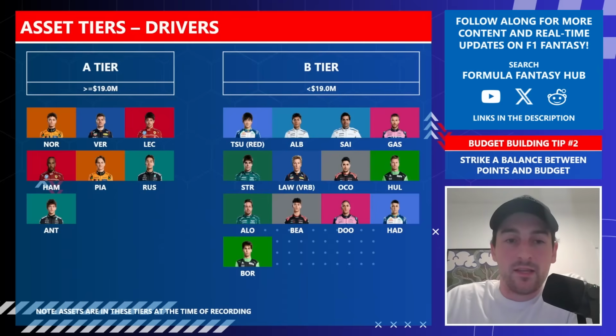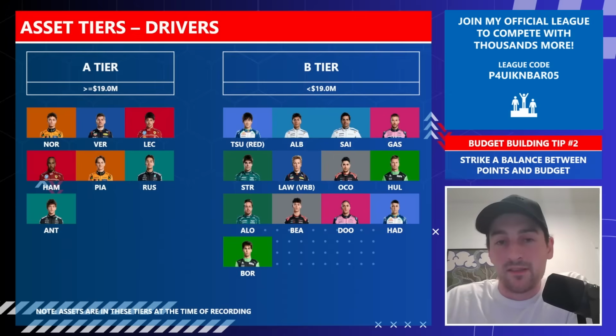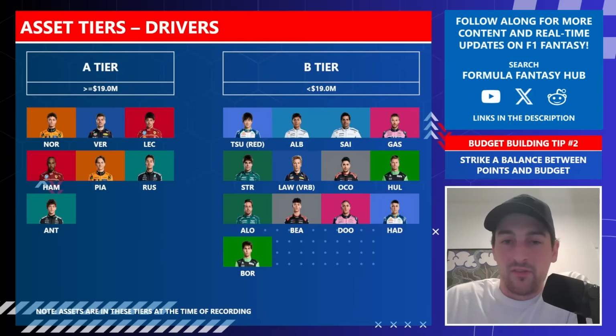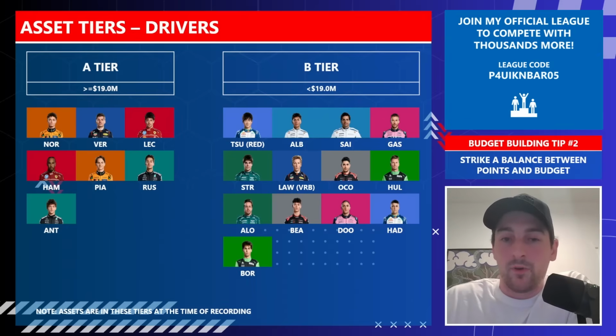As you can see here, we've got an A tier and a B tier class for all 20 drivers, and then the 10 constructors on the next slide. At the time of recording, we have 7 drivers in the A tier, which, as we understand, is greater than or equal to 19 million, and 13 drivers in the B tier, which is less than 19 million. I've got Yuki and Liam in their old race suits, but with their new teams in parentheses, so just keep that in mind. Yuki is the highest B tier driver, and Liam is somewhere in the middle, based on the current setup at the time of recording.